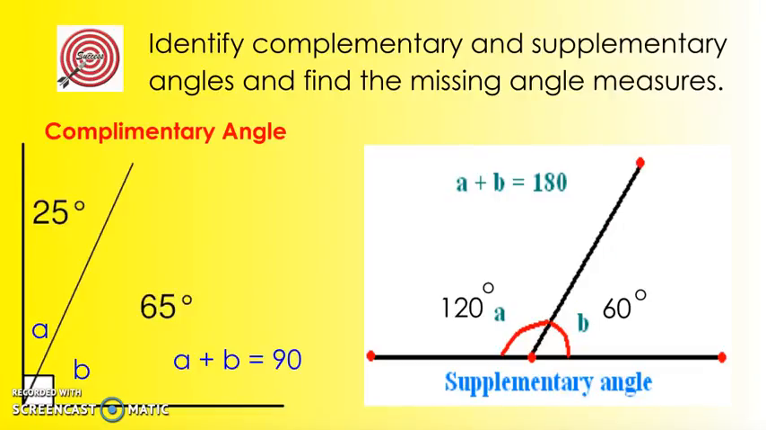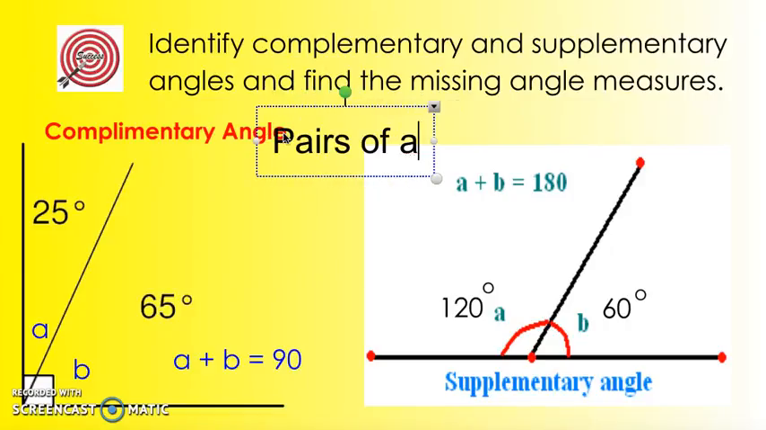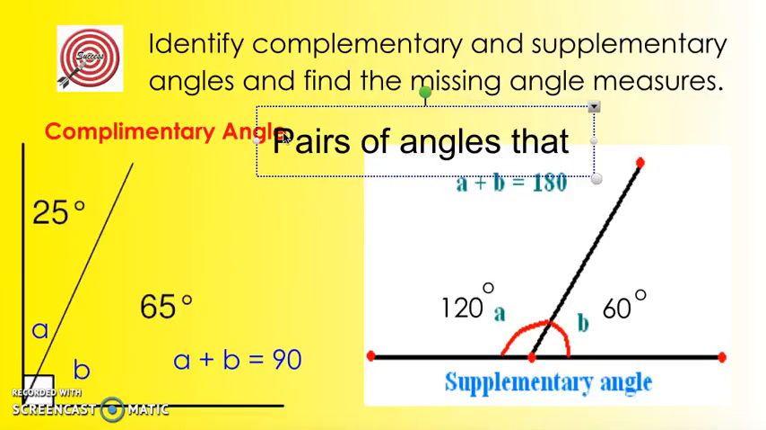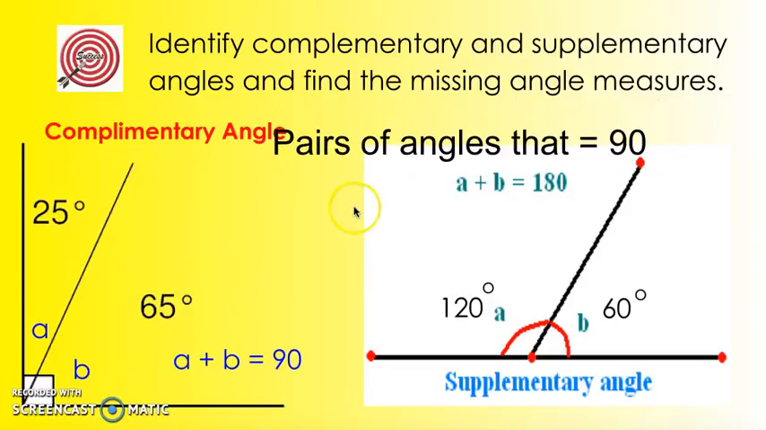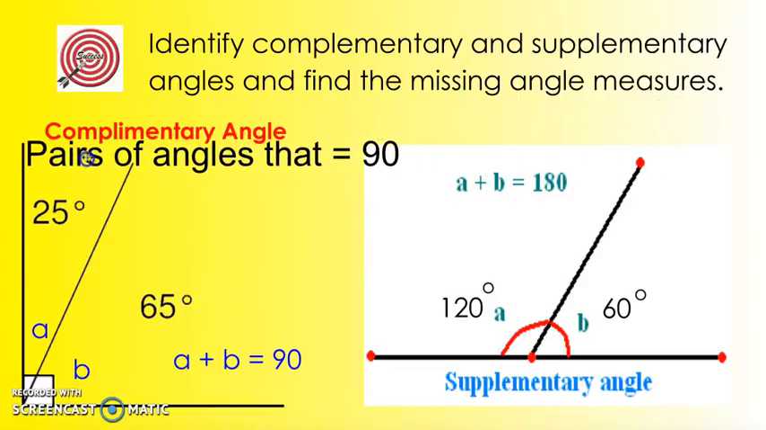First of all, let's talk about what complementary and supplementary angles are. Complementary angles are pairs of angles that equal 90 degrees. As you see below, there are two angles, angle A and angle B, and when you add them together, they equal 90 degrees.